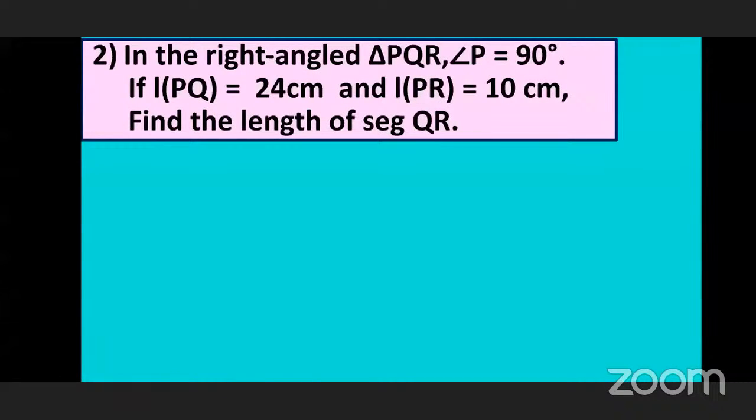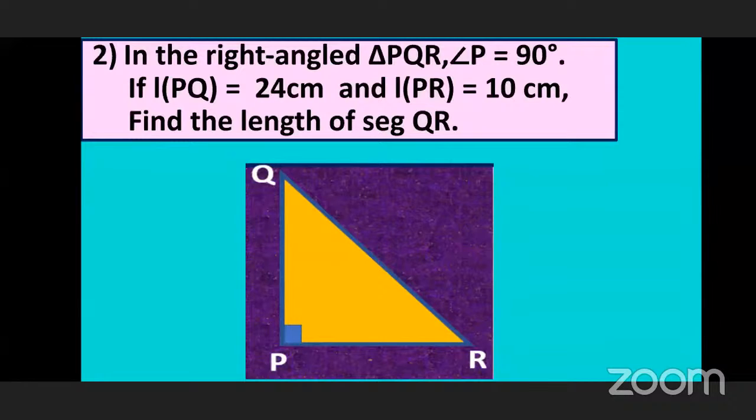Now children, it is the time to move to the word problems. See, the word problem is there on the screen. In the right angled triangle PQR, angle P is 90 degree. If length PQ is 24 centimeter and length PR is 10 centimeter, we are supposed to find out the length of segment QR. So here, a right angle triangle is there, where P is 90 degree. It is marked with the square, and PQ is 24, PR is 10. And we have to find out the value of QR.